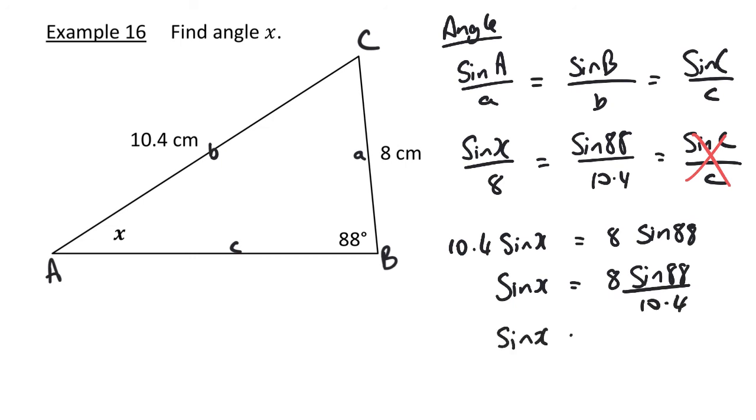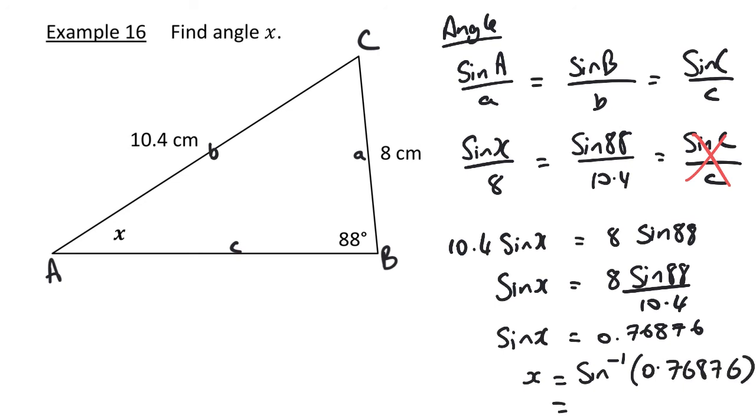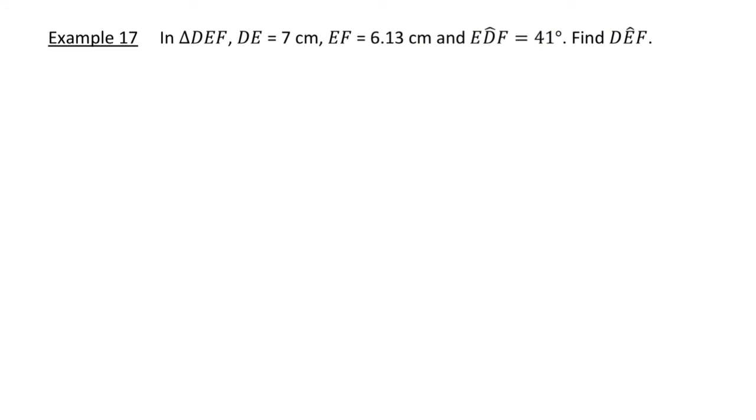If we put that in our calculator, we get 0.76876. And then to work out x, we don't divide through by sine, we do sine to the minus 1 of 0.76876. And we get an angle of 50.2 degrees to 1 decimal place. And with this, we could then work out angle C, if we needed to, by adding the 3 angles to get 180 degrees.